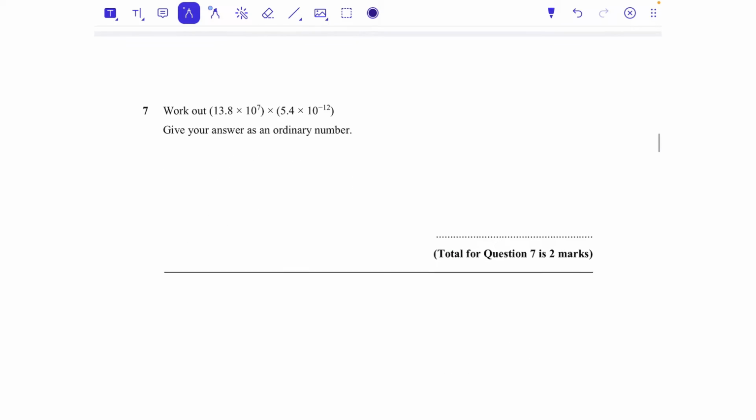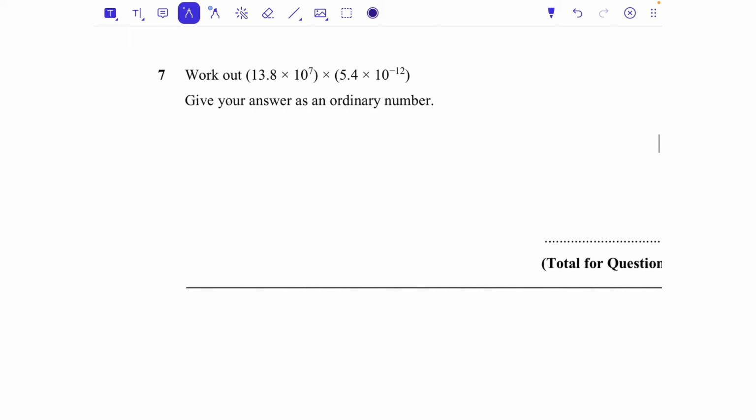Okay, great. Question 7, work out 13.8 times 10 to the power of 7 times 5.4 times 10 to the power of minus 12. So you can just type this in your calculator all as one. You could work out each bit individually if you wanted, but I'm just going to put it in just as it is. So open the brackets, 13.8 times 10 to the power of 7, and I'm going to make sure I come right out of the power, shut the bracket, times 5.4, and again I've opened new brackets for this one, 5.4 times 10 to the power of minus 12.